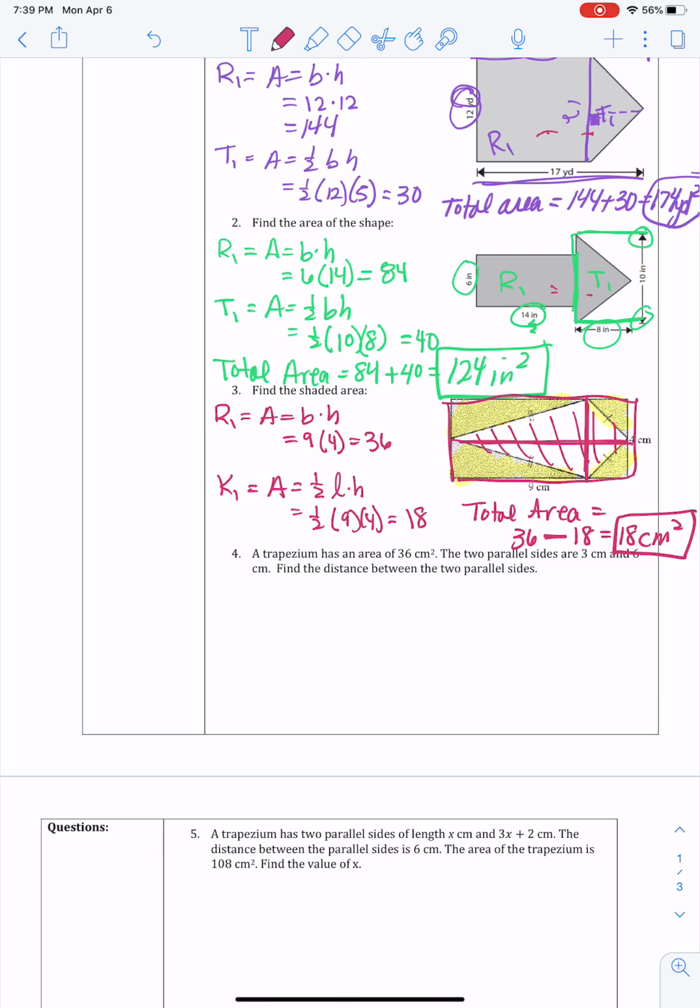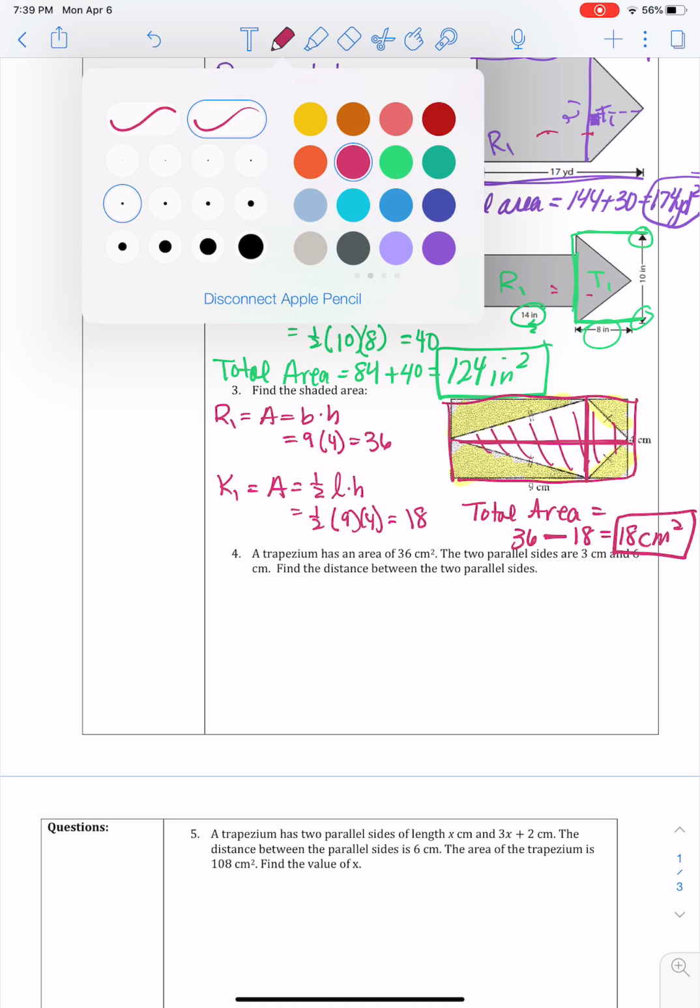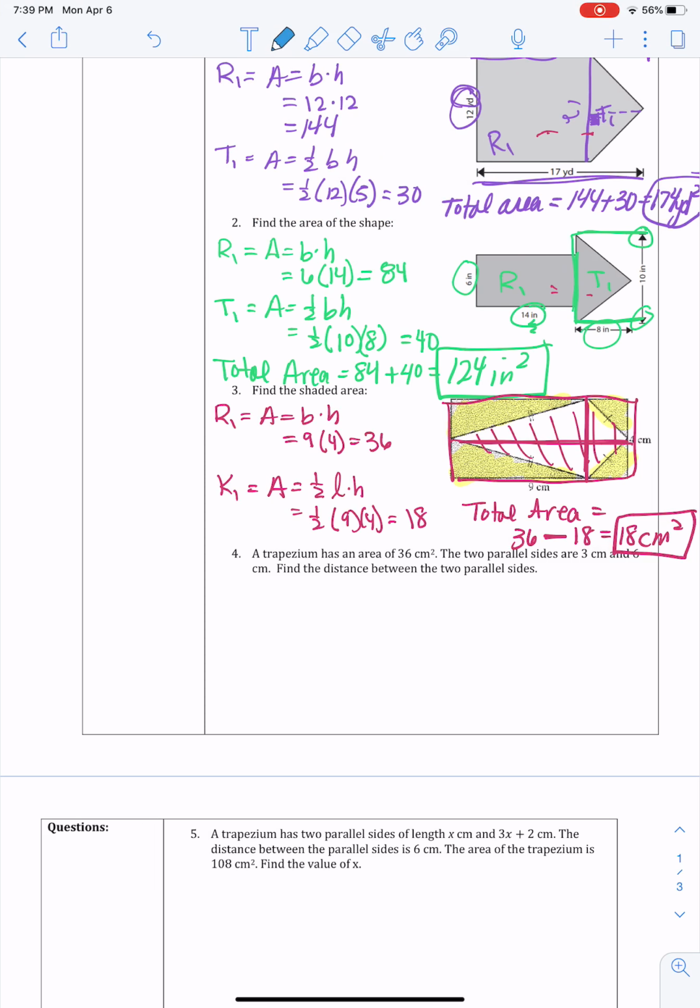Now comes our favorite part, word problems. So first we need to draw the shape. A trapezium, that's a fancy word for trapezoid. So it might not look exactly like this, but we're just going to draw a trapezoid that looks like this, knowing that I need the height. And it has an area of 36 centimeters. The 2 parallel sides, that's this one and this one, are 3 and 6, and I need to find the distance between those 2 sides.